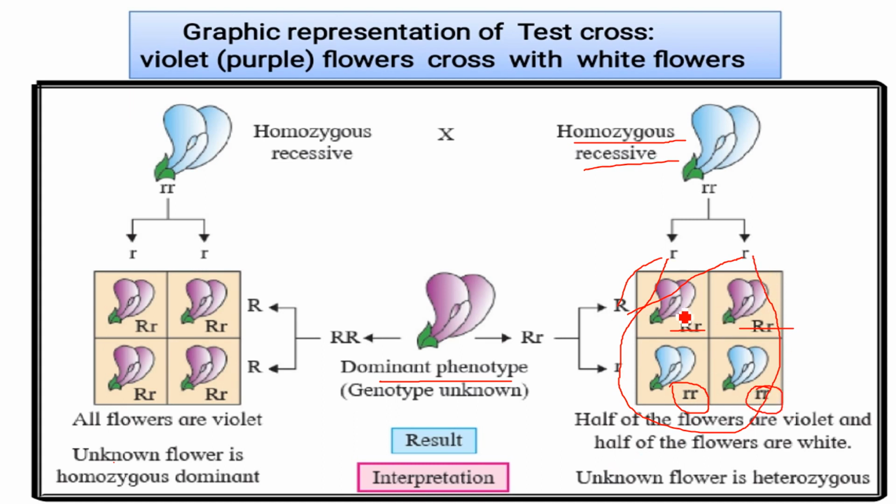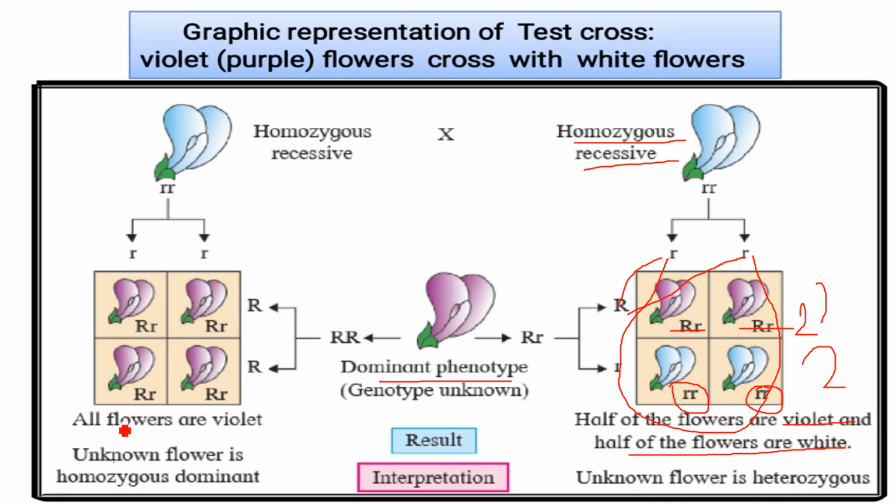That's why, in both results, we can now identify what happened. These are the purple color flowers and these are the white color flowers, present in a 1:1 ratio: two purple color flowers and two white color flowers. So half of the flowers are violet and half of the flowers are white, and so the unknown flower is heterozygous. This is the way to identify the genotype of the given plant.